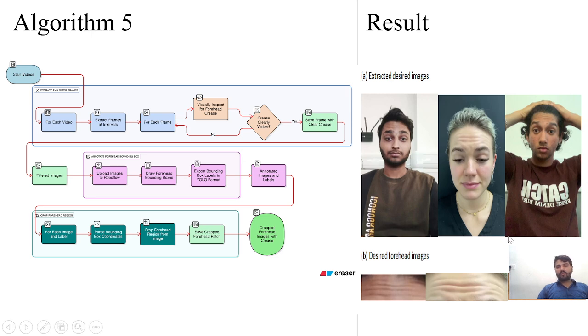These are the results of this algorithm. For this example, initially I have extracted frames like this and the desired forehead images. After annotation, I get this image.